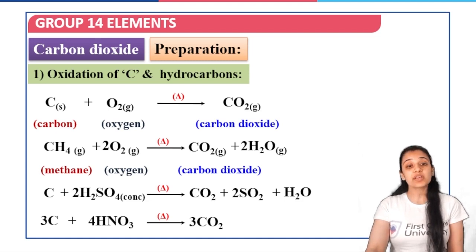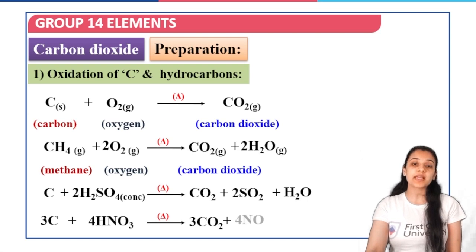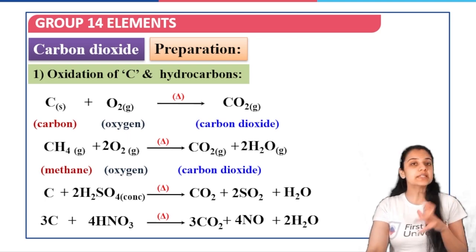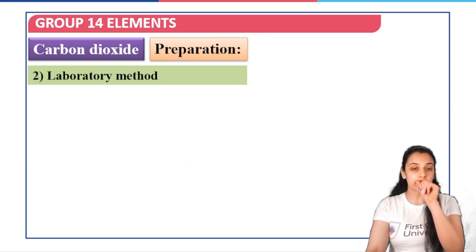Similarly, carbon on reaction with HNO3, that is nitric acid, will also produce carbon dioxide and NO this time, that is nitrous oxide, along with water. So these are important chemical equations to remember for the preparation of carbon dioxide.